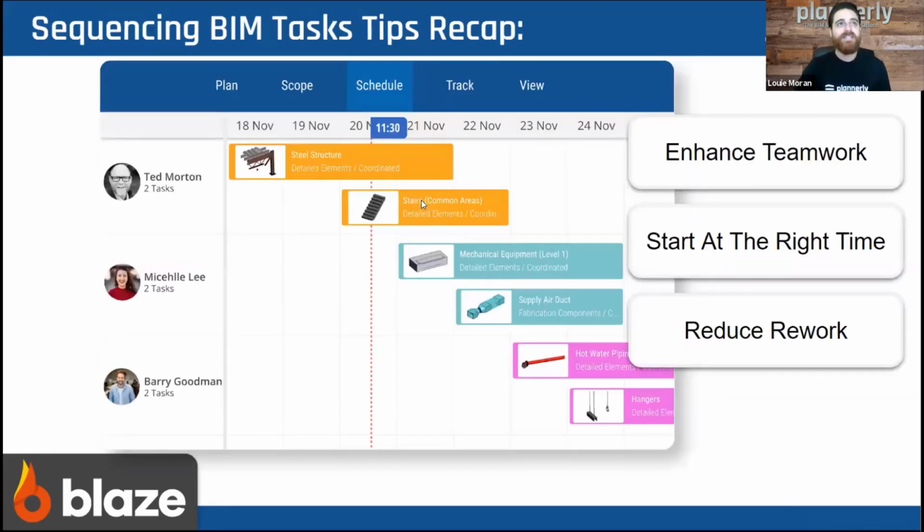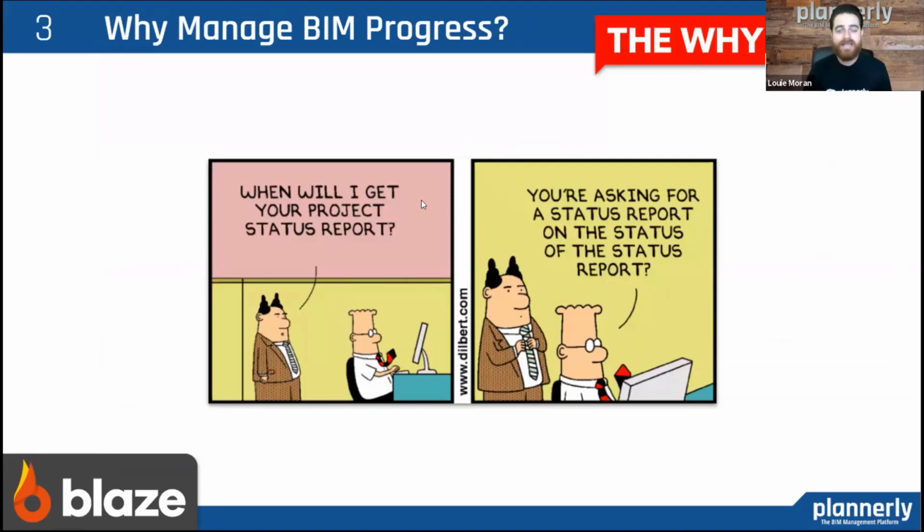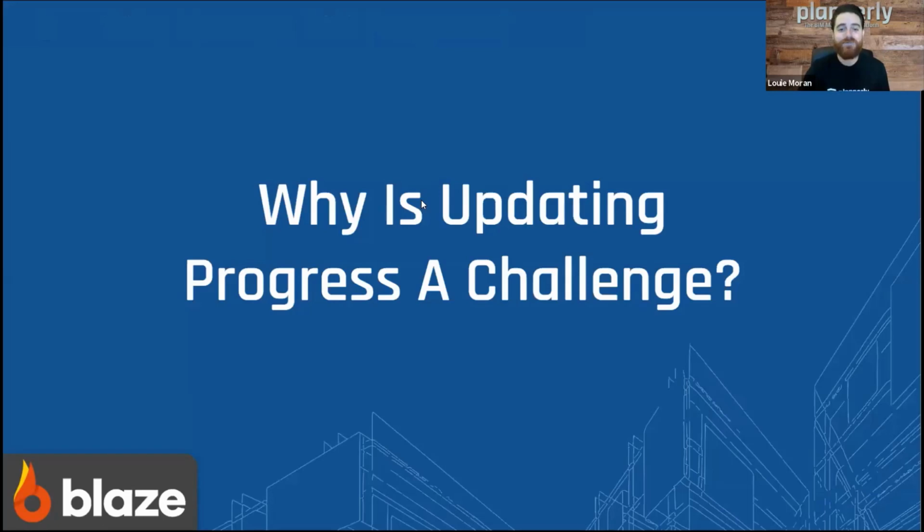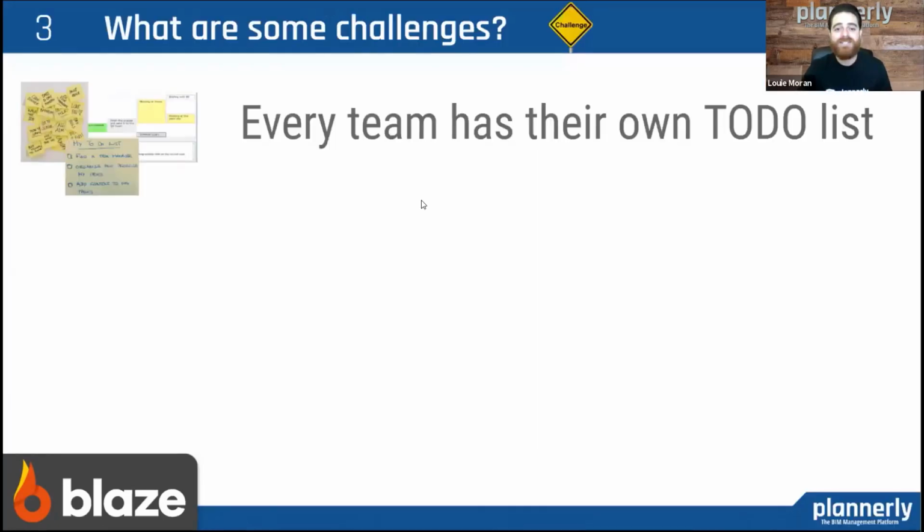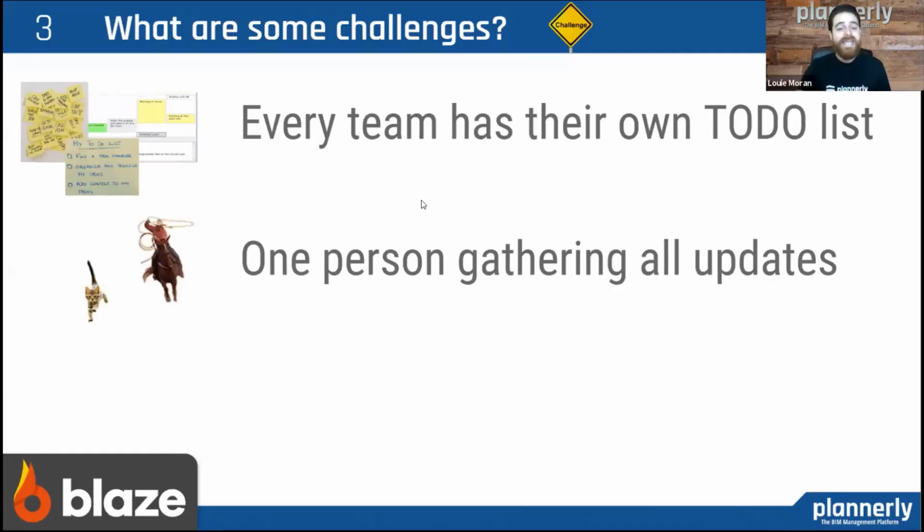So let's take a look at why we need to manage these tasks. Here we have Dilbert getting asked, when will I get your project status report? Gathering the statuses of a project and its tasks is very overwhelming, a lot of administration that we have to do. Some of the challenges we face every day when it comes to getting progress updates: the first thing is everyone has their own to-do list. Usually it's up to one person to call up everybody and ask, what's the status on your model? What's the status on this level? These systems, these components. It is like herding cats.